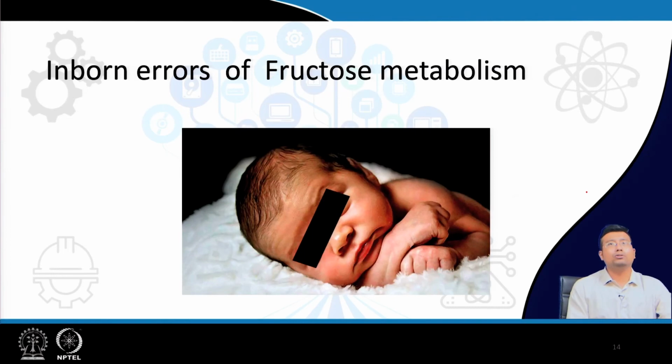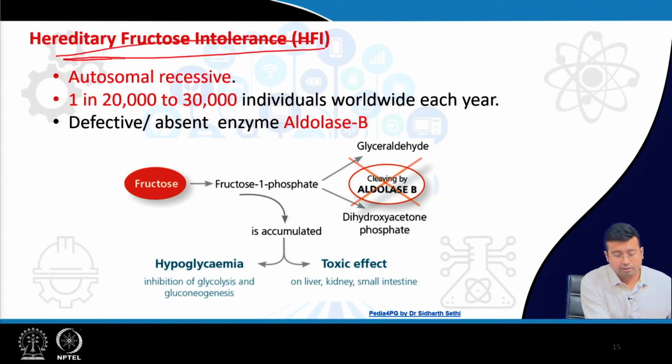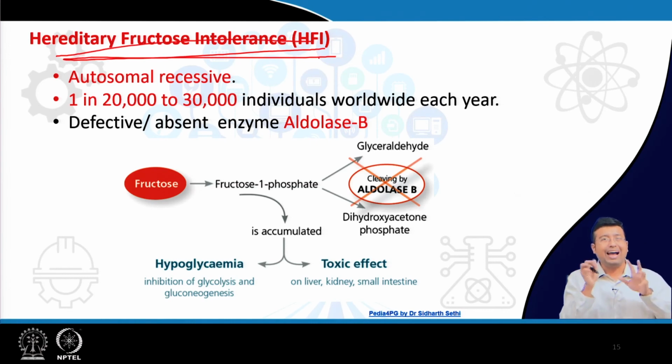Anyway, now coming to fructose metabolism. Fructose metabolism defect leads to inborn errors. So, let us see what the errors are. The major error with which we should be concerned is actually hereditary fructose intolerance, or HFI, and this is due to deficiency of aldolase B. The incidence is 1 in 20,000 to 30,000.